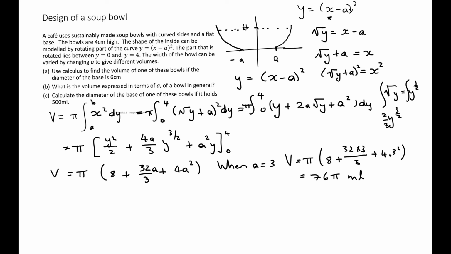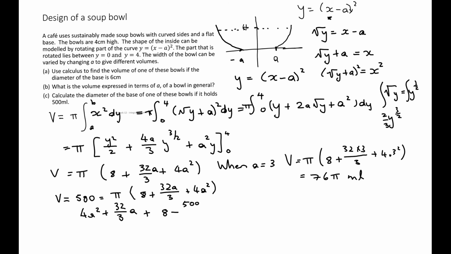Part C says calculate the diameter of the base of one of these bowls if it holds 500 mil. So that means now our volume equals 500, and we're going to make that equal to pi times 8 plus 32a over 3 plus 4a squared, which is almost a quadratic. If we rearrange it, then we can make it into a quadratic and make it equal to 0. So we'd have 4a squared plus 32 over 3a plus 8 minus, if we've divided both sides by pi, then there's where the 500 over pi comes from, and that's equal to 0.